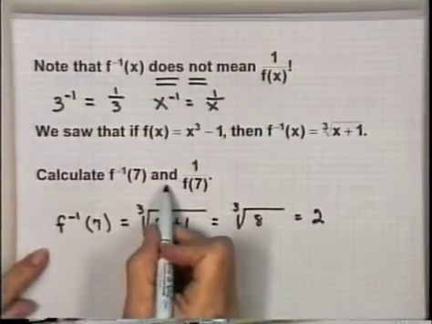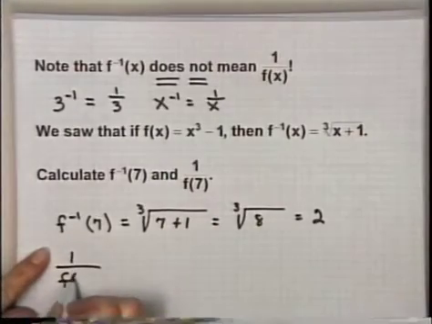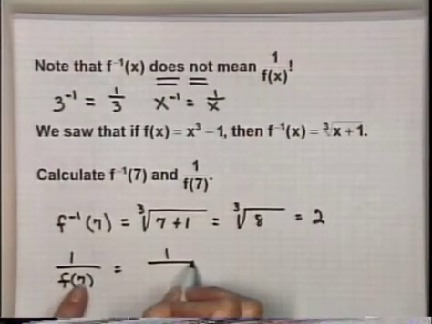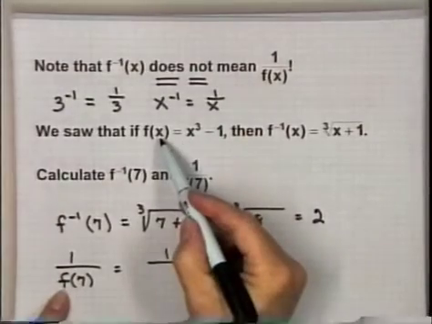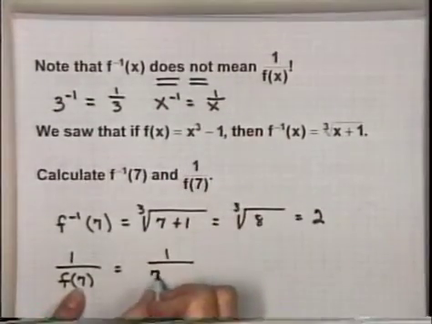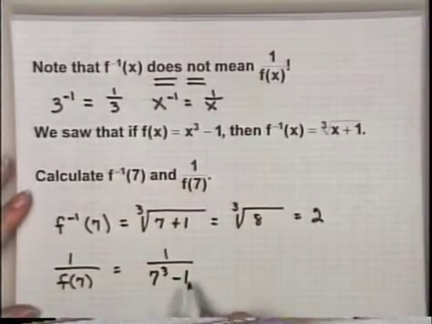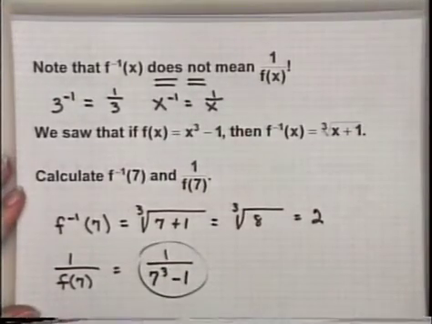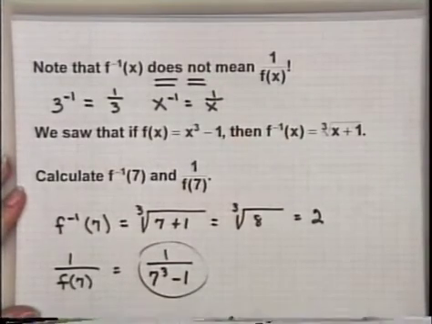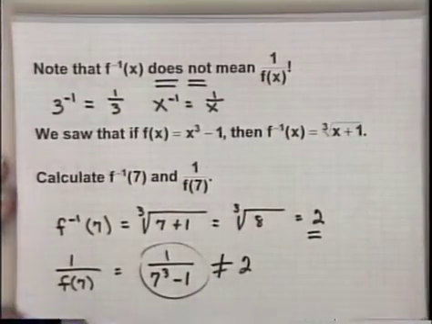Now, we also want to calculate 1 over f of 7. So we have 1 over f of 7 means we're going to function f right here, and we're replacing x with a 7. So we have 7 cubed subtract 1. Well, obviously, you can see right here that 7 cubed subtract 1 in the denominator with a 1 in the numerator is not going to be equal to this 2 that we got up here.